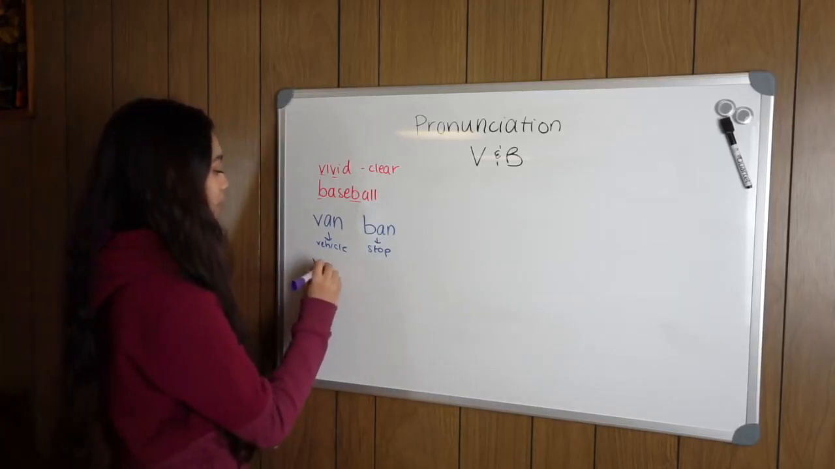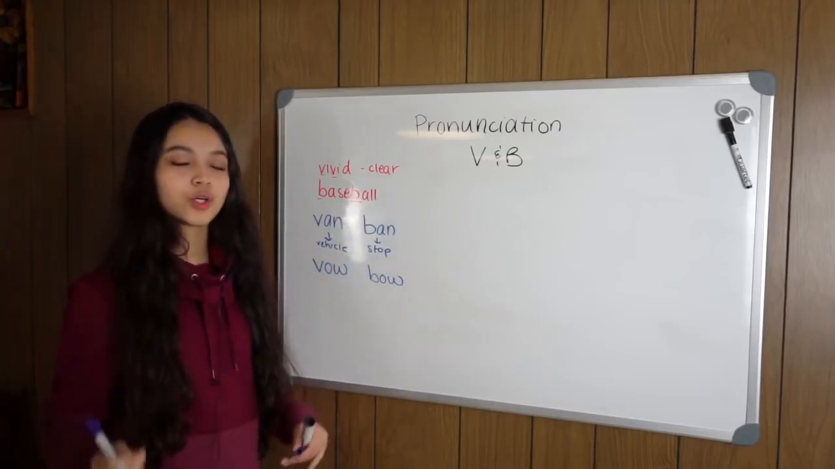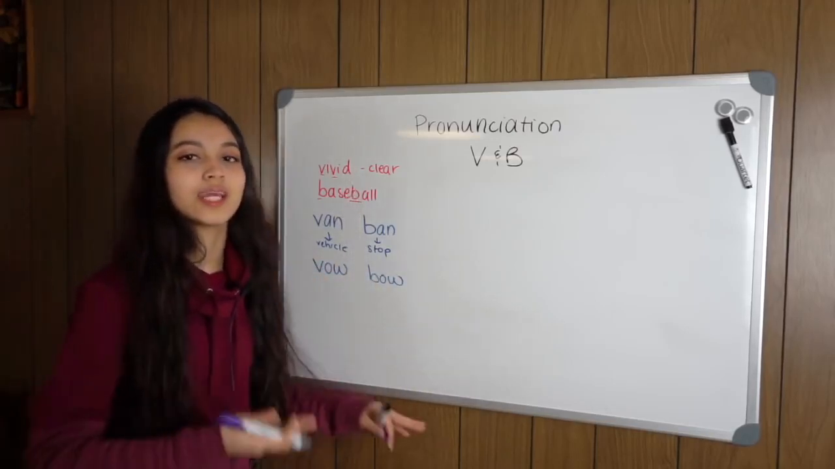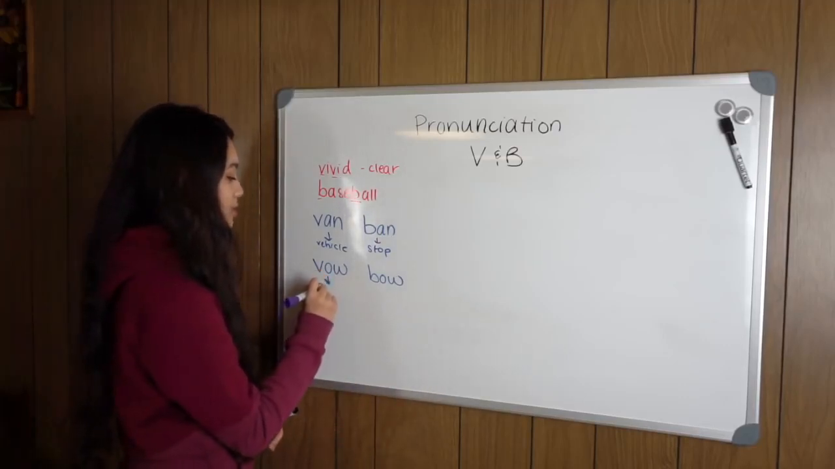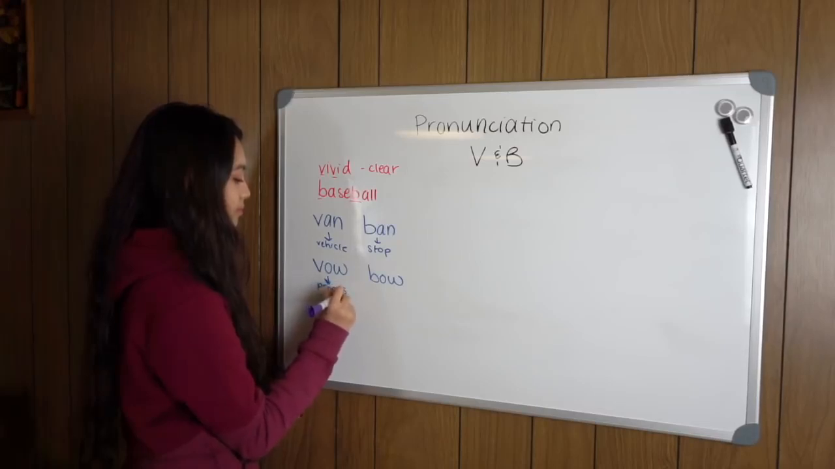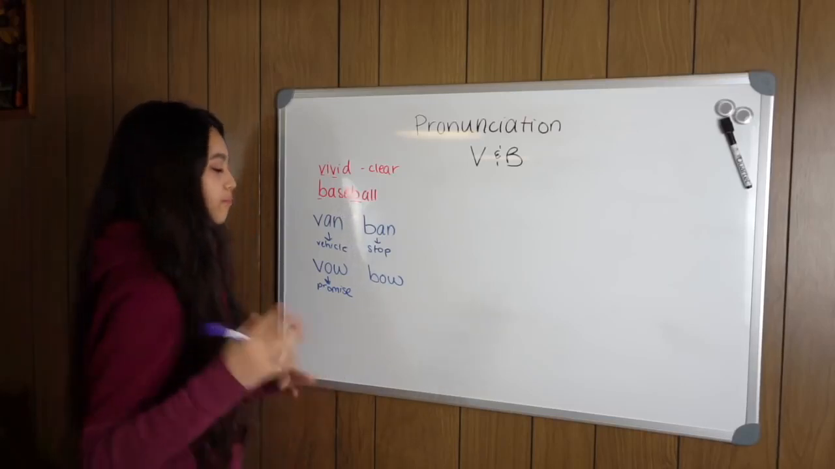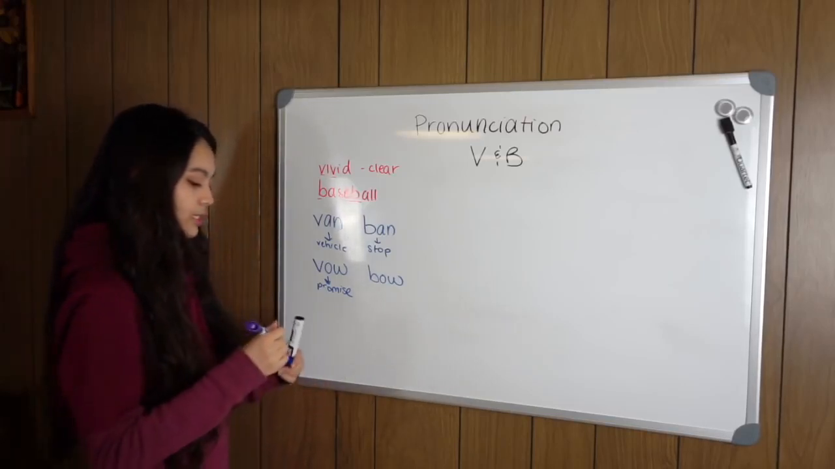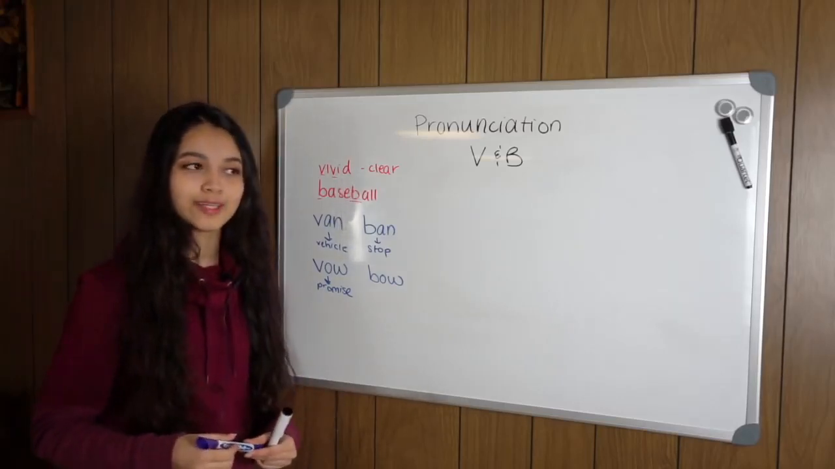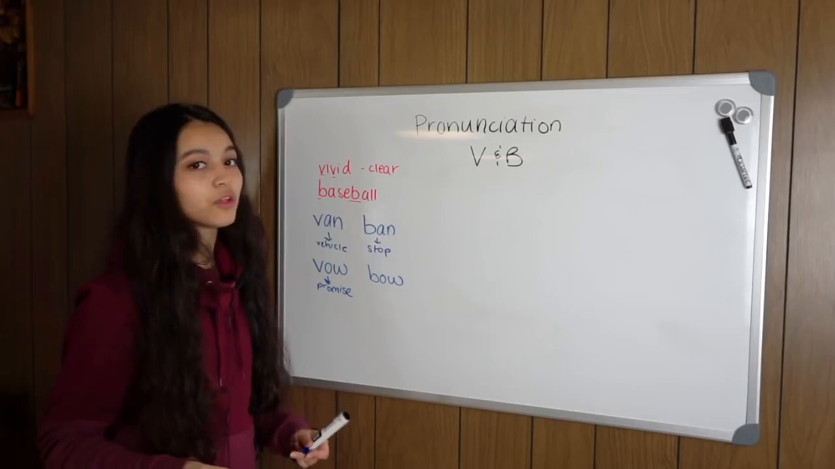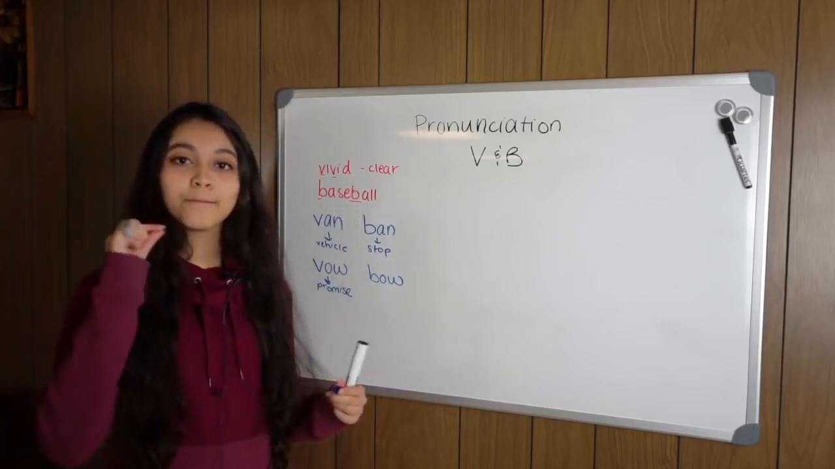There is also vow and bow. So bow, I'm sure you guys already know. It's when you take a bow at the end of a performance. A vow is a promise. So once again, the only difference between these two is the V and the B. So if you were to say, I took a vow at the end of my performance, well, people will look at you a little funny. So you want to make sure that you know your V's and your B's.